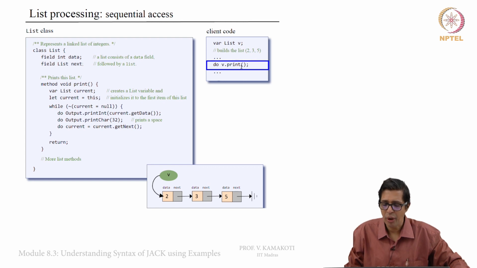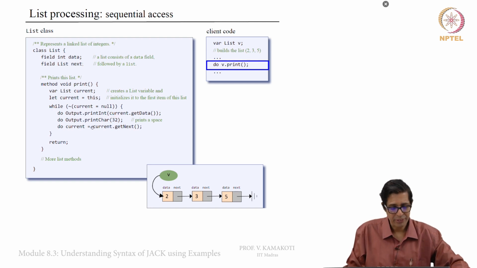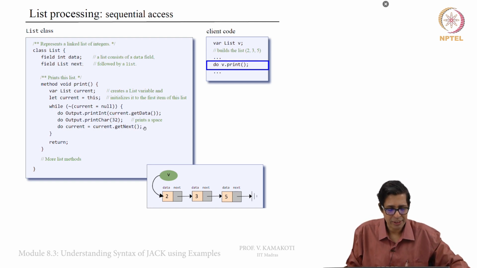Now let us say do V dot print. How do you do this V dot print? List current, let current equal to this. Current will start with V. While current is not equal to null, do output dot print of current dot get data. Get data will get me the integer for that, and do dot print char 32, where 32 is the ASCII equivalent of space, and do current equal to current dot get next.